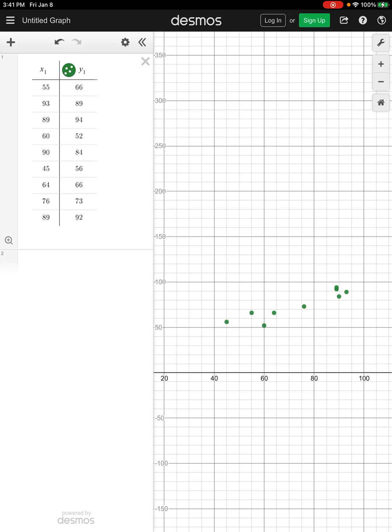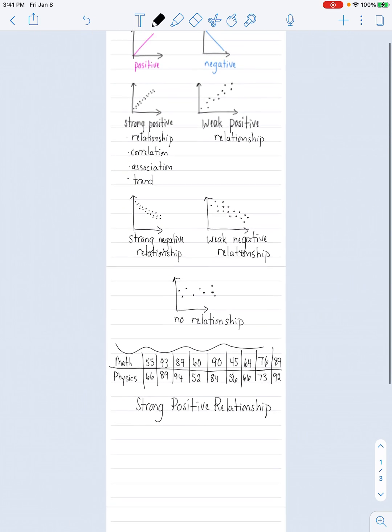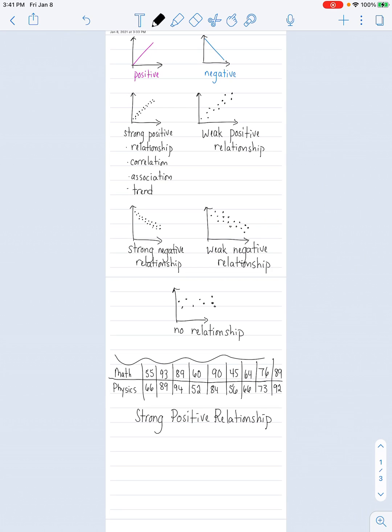Yeah, so I would say this is a strong positive relationship. So pretty much there's a strong positive correlation or relationship between a person's math grade and their physics grade. So you're going to use your calculator in this assignment to help you graph your points and identify whether it's a strong positive, a weak positive, a strong negative, or a weak negative. Farther apart is weak. Dots that are closer together are strong. Or if they're just all over the place, no relationship.